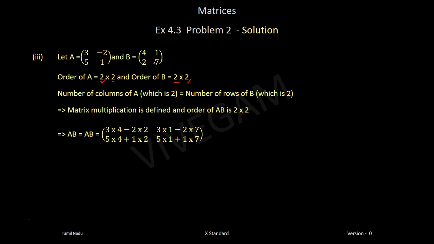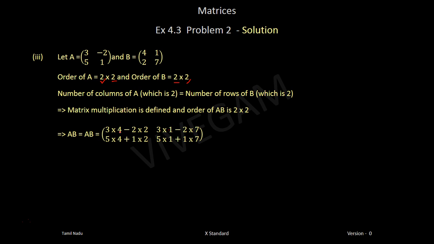And where will it go? First row second column, so it will come here. Then second row first column, 5 into 4 and 1 into 2, where will it go? Second row and first column. Then second row and second column, where will it go? Second row and second column will come here, because this is the second row and second column position, right? 5 into 1 and 1 into 7 will come here.